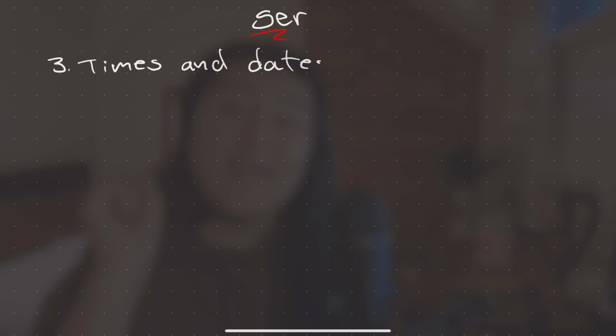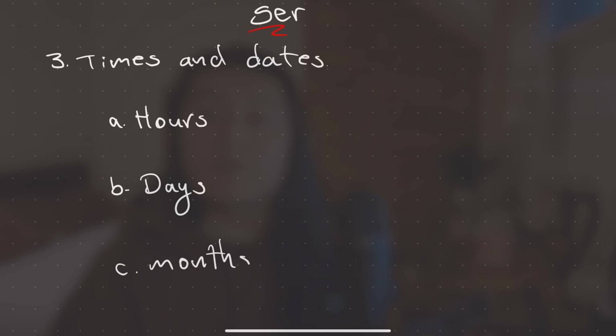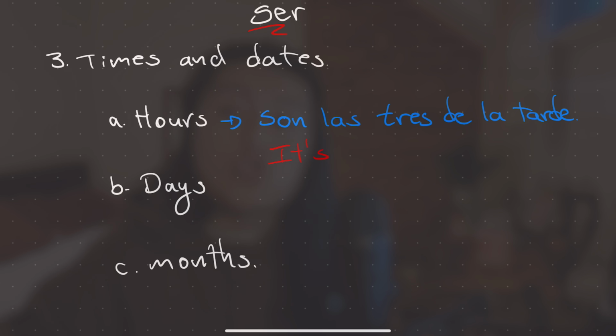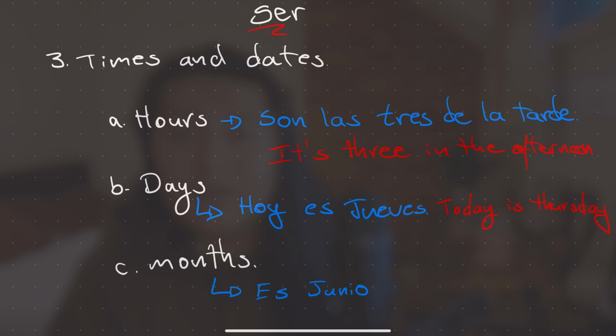Number 3, time and dates. Hours, days, months. So for hours, son las 3 de la tarde. It's 3 in the afternoon. Son las 3 de la tarde, right? So we're using son, which is from ser. Son las 3. Now the day of the week. Es lunes. Hoy es lunes. Today is Monday. Today's not Monday. What day is today? Today's Thursday. But, okay, let's do it for Thursday. Hoy es jueves. Today is Thursday. For months, same thing. What are we right now? June? Yeah, we're in June. Es junio. So there you have it.